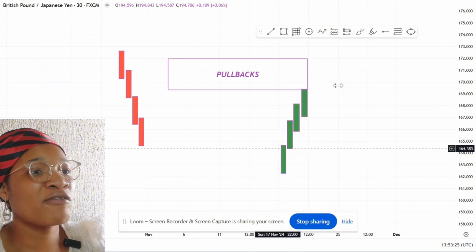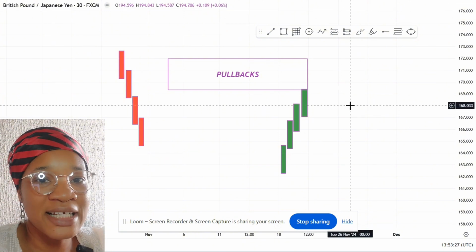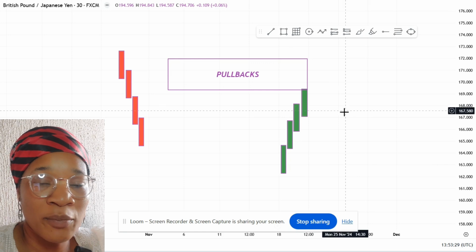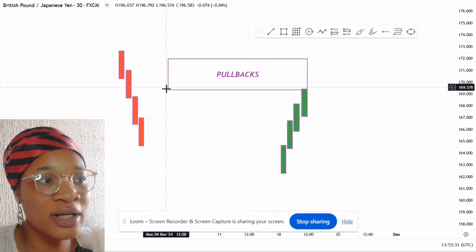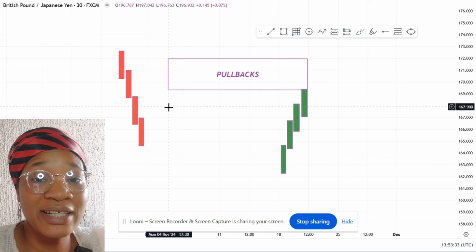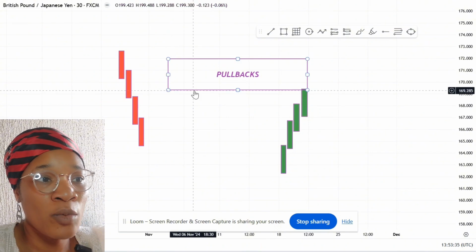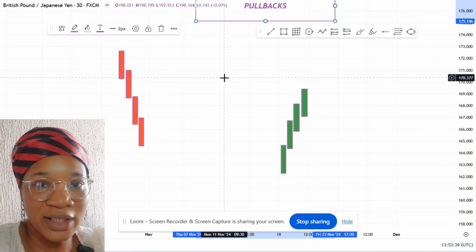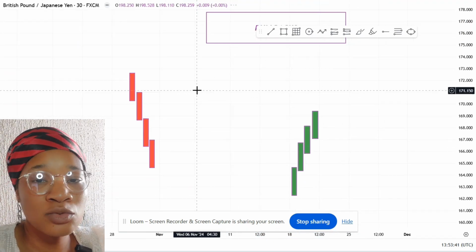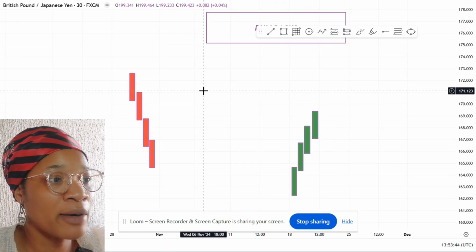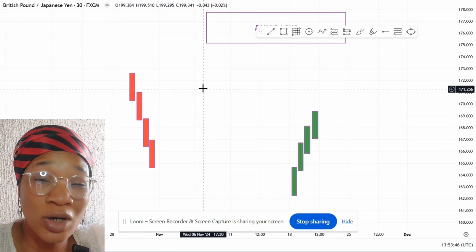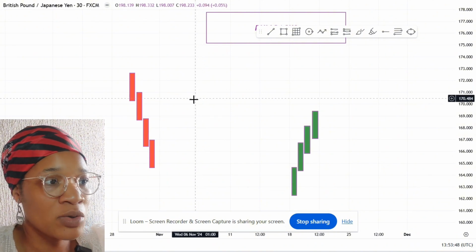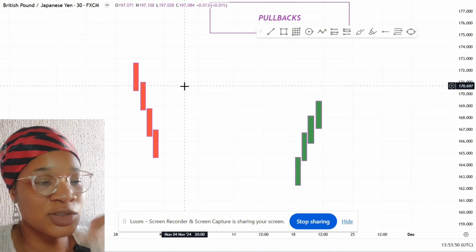Now a lot of people find it difficult to identify what a pullback is, and also difficult to identify when we are done with the pullback so that they can continue with the trend, so that they can find a good point of interest to trade from, to join the existing trend. Okay, so let's just go right into it.